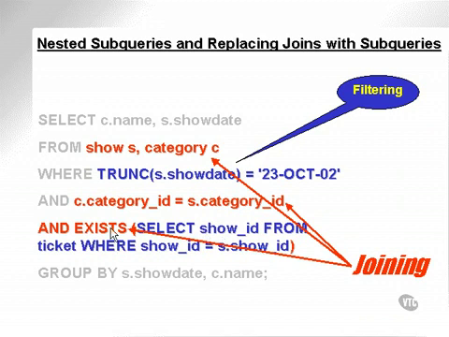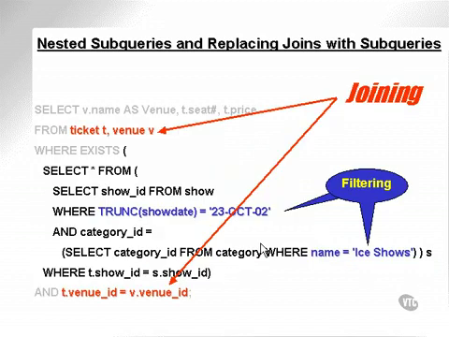So what I can do is I can pass the ticket join, because nothing is being selected from it, down into a subquery, and here we have it. We say and exists, select show ID from ticket where the show ID is equal to the correlation of the show alias from the calling query. Now let's show you another example.